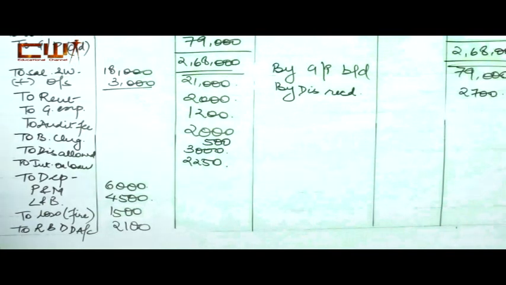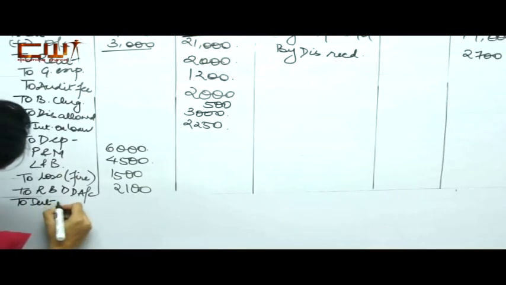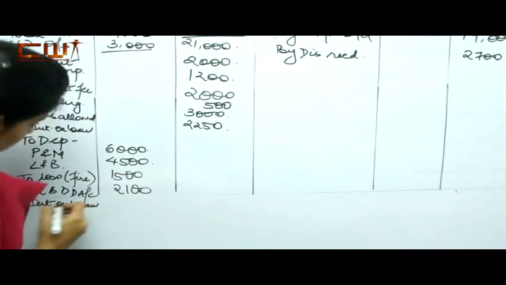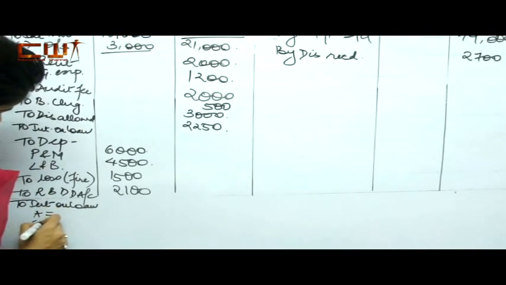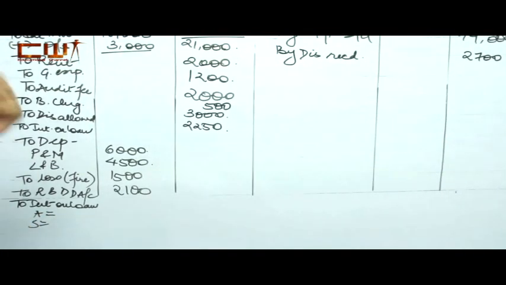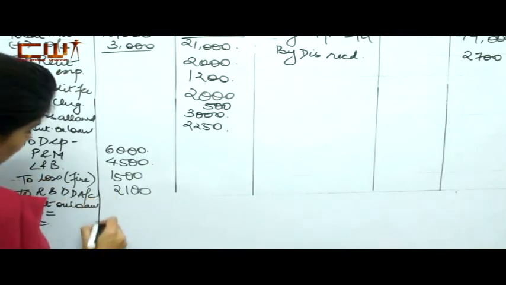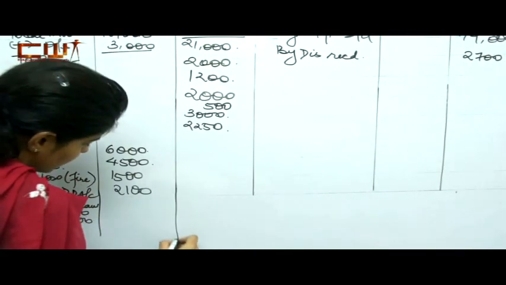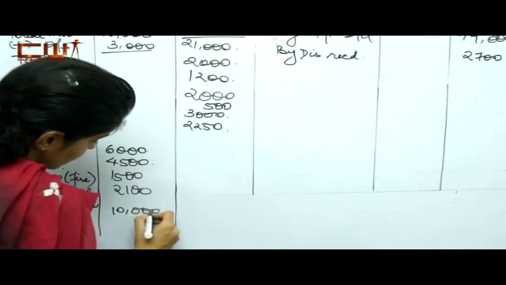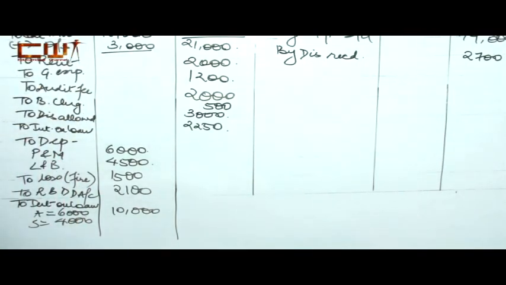Now you have the interest on capital also. Both the partners will have A and S, Amit and Shubham. How much is the capital? 60,000 and 40,000, right? You have to provide interest on capital at the rate of 10%. So it is 6,000 and 4,000. That means it will be 10,000. Right? Now that's all. You have written everything.